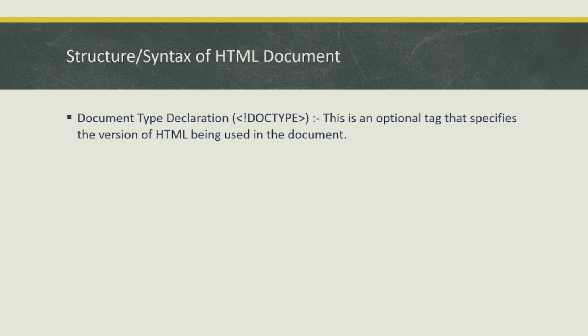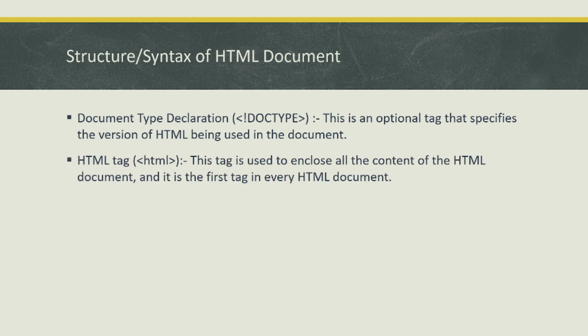So the first point is the document type declaration. If you want to start an HTML document, then first you have to declare doctype. This is an optional tag that specifies the version of HTML being used in the document. जो हम कोड लिख रहे हैं उसमें कौन सा HTML वर्जन यूज हो रहा है वो बताता है.